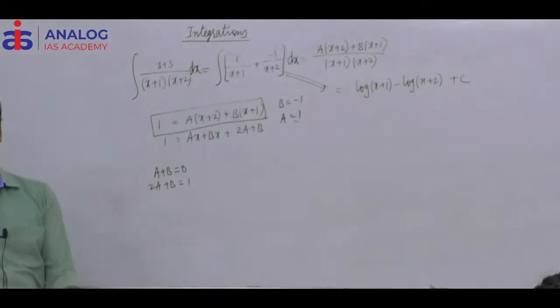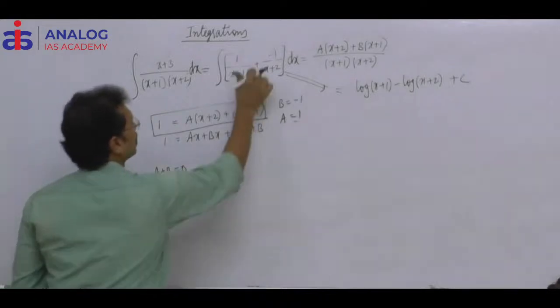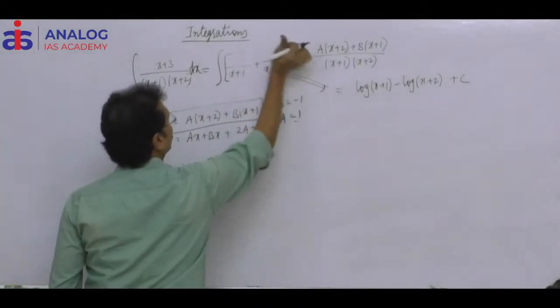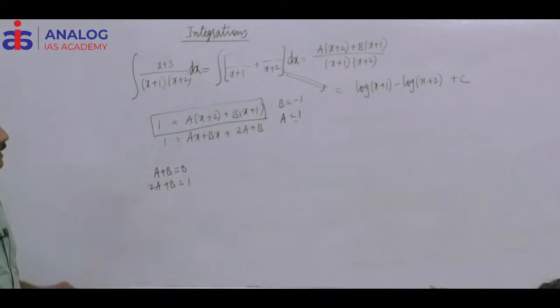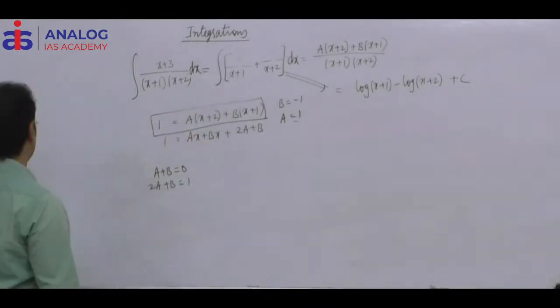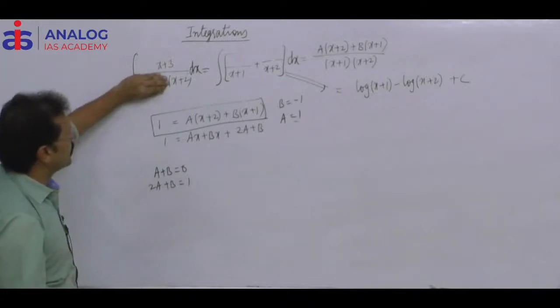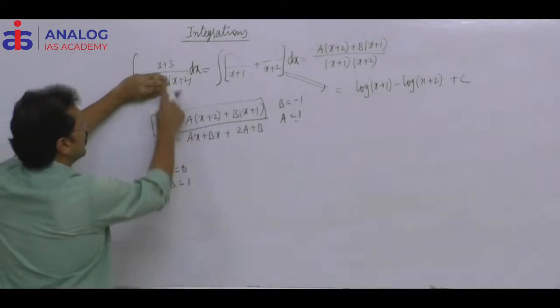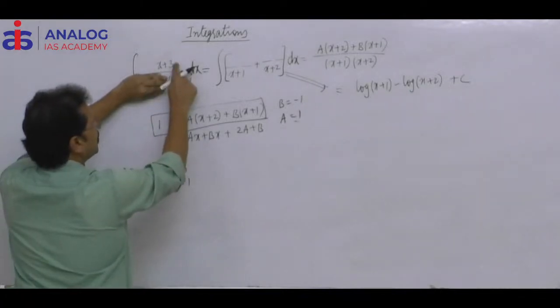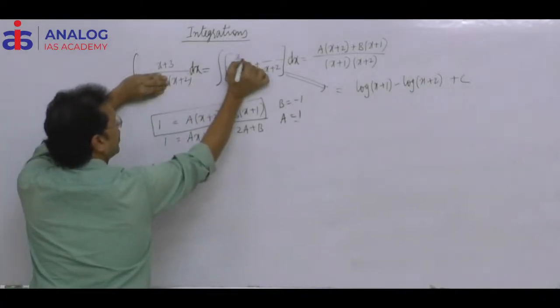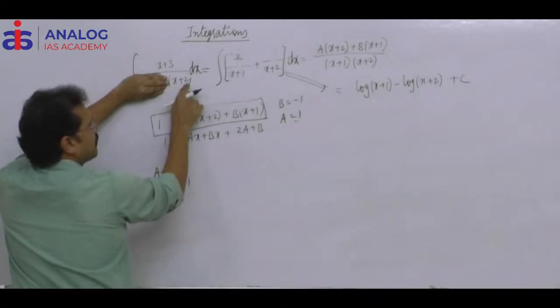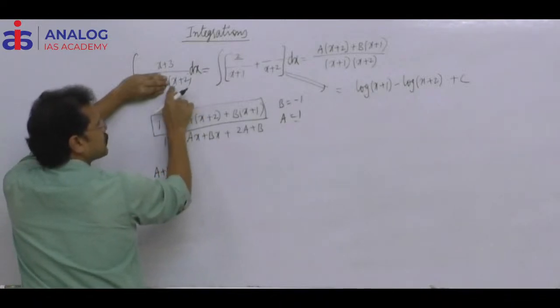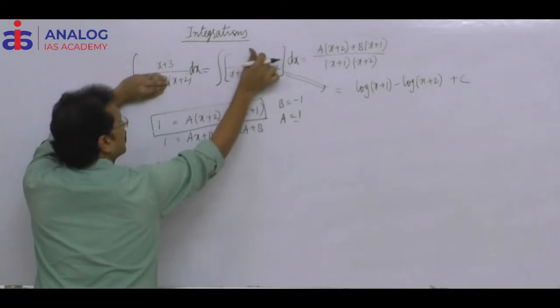I'm just giving another example. In the numerator you have x plus 3. Now these terms would change. You tell me what should be the numerator of x plus 1. Numerator of x plus 1 means first close this one. Put x equal to minus 1. Minus 1 plus 3 is 2, divided by minus 1 plus 2, which is plus 1. So this is 2.